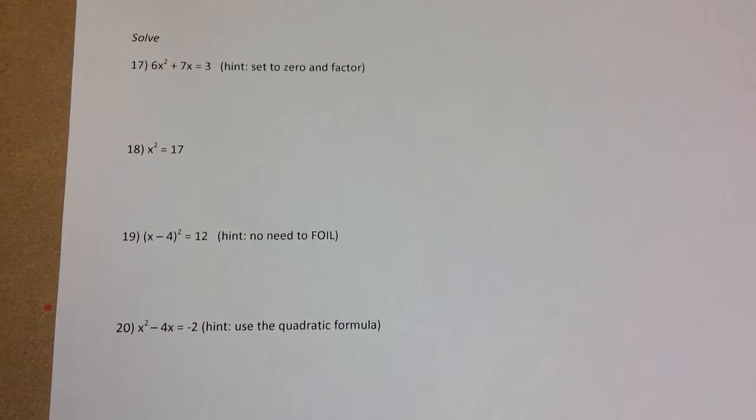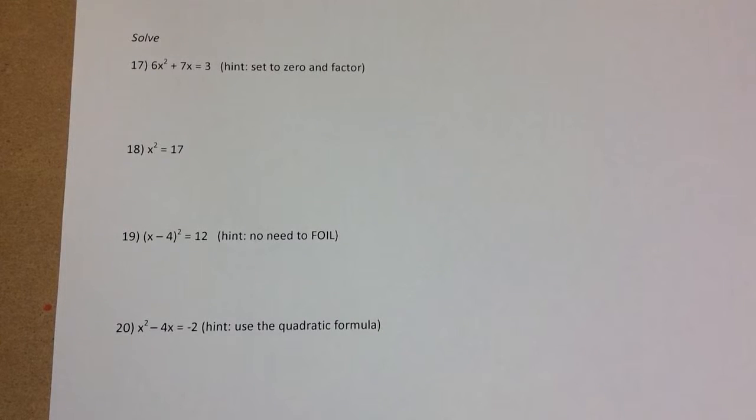Quadratic equations are often solved in a different way than linear equations. You usually can't get the variable by itself. Sometimes for simple ones like number 18, it's possible. But for 17, we don't have that option. So we have several other options.